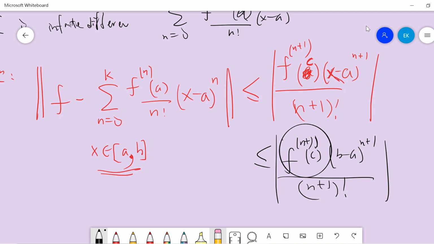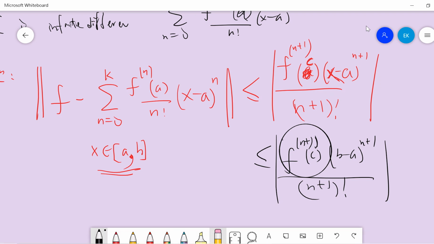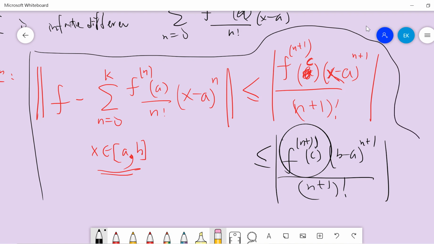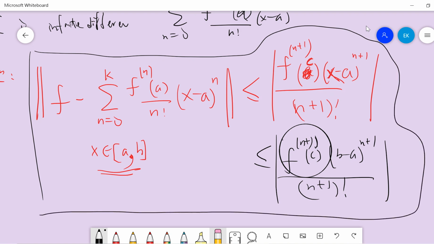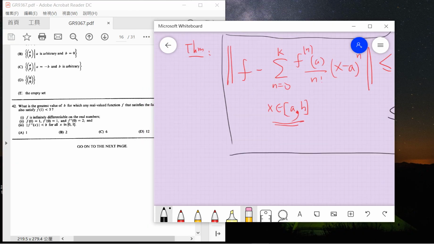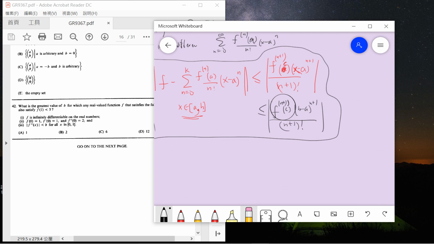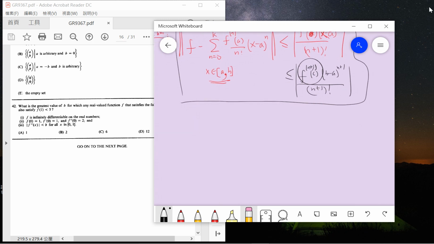Since f is infinitely differentiable, the n plus 1 derivative is continuous. So there must be a maximum in the f n plus 1 term. So this is all we need to know. We just use this, then we can solve the problem. Okay, so we leave it here, and we try to use this.